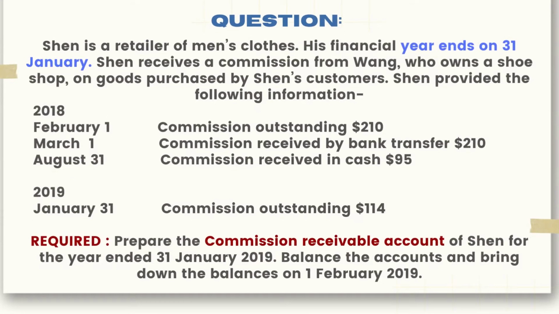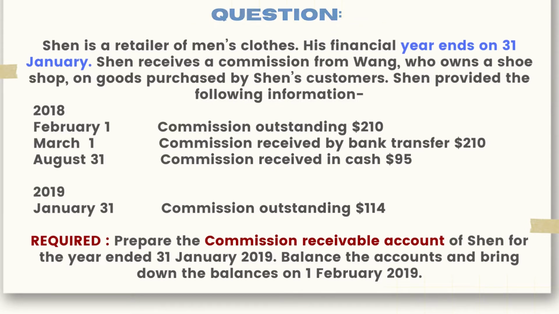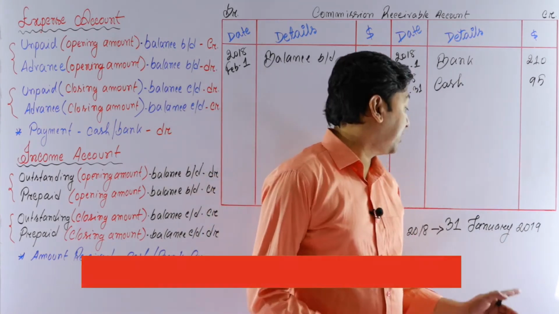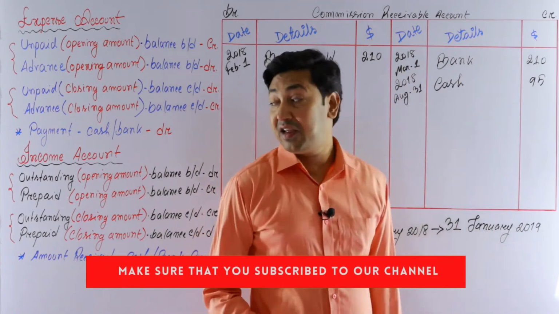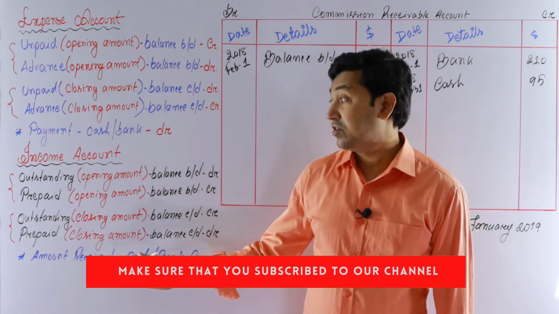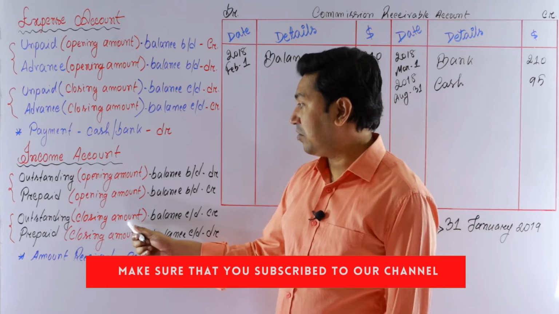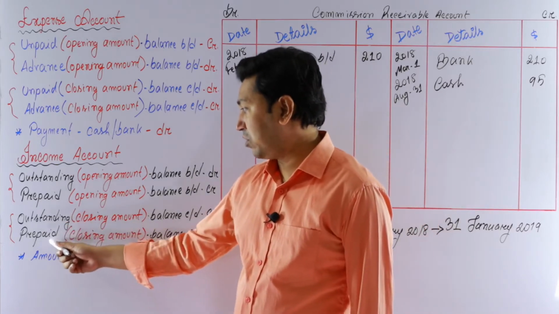Okay, great. What is here next? 2019 January 31st, commission outstanding $114. Okay, commission outstanding, it is 31st January 2019. So let us have a look at these notes here. So this is the closing date. Yeah, so closing amount is outstanding, closing amount is prepaid.